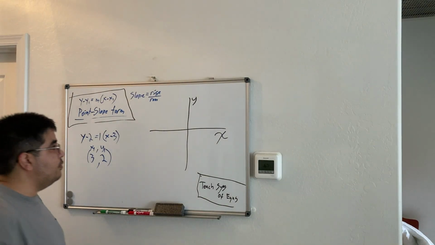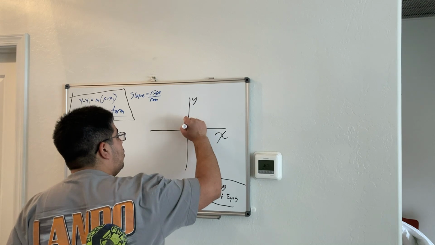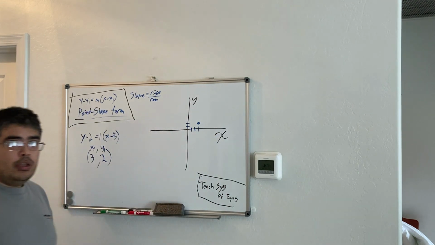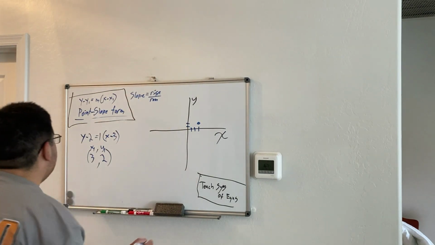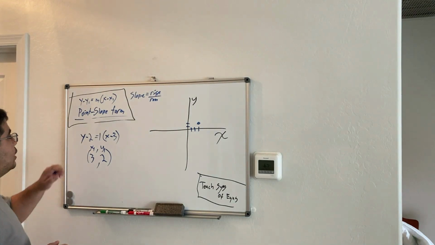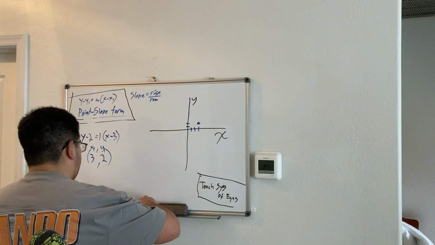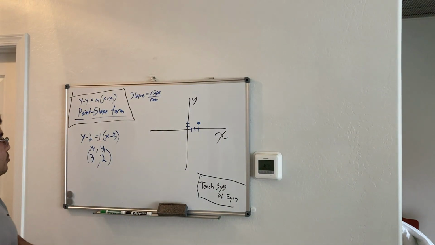Let's put that on the graph. 1, 2, 3. 1, 2. Boof. We got our first point. We're halfway through the line. Good job. All right. Next, we want to look at the slope. Let's grab another color so I can highlight the slope. Cool. Slope is 1.